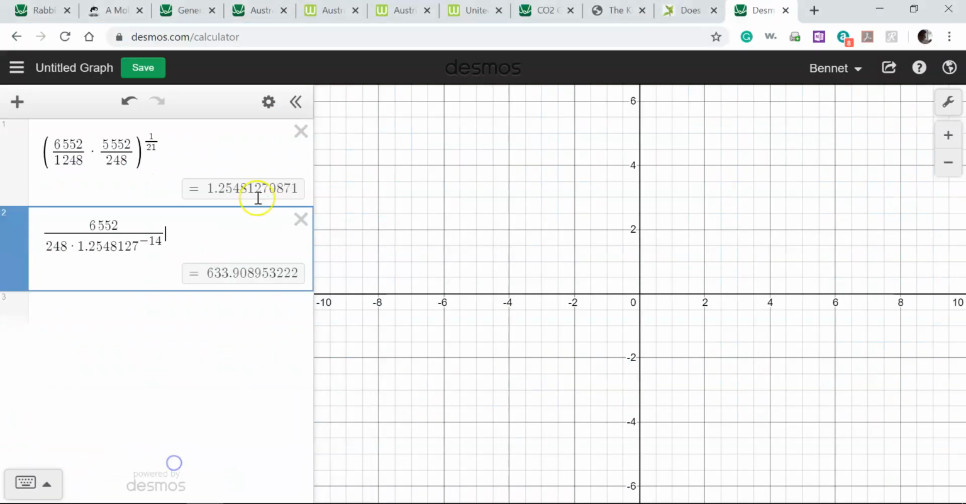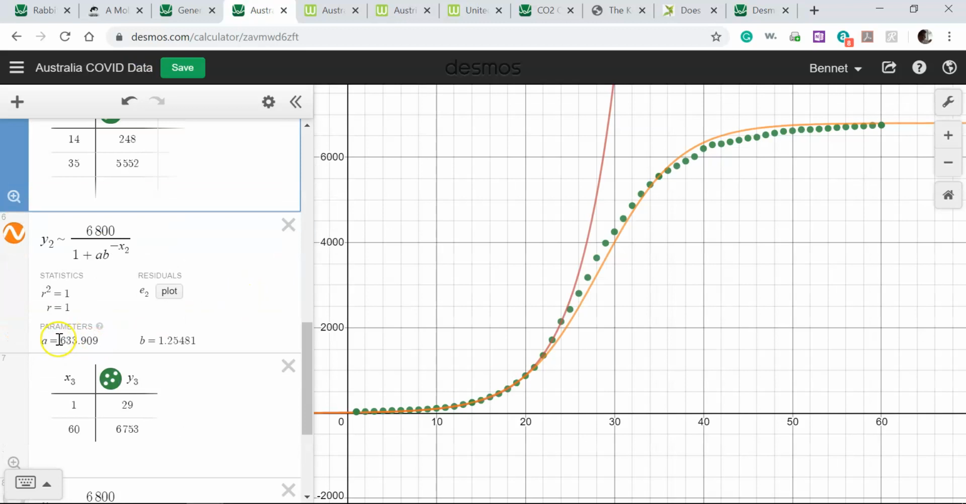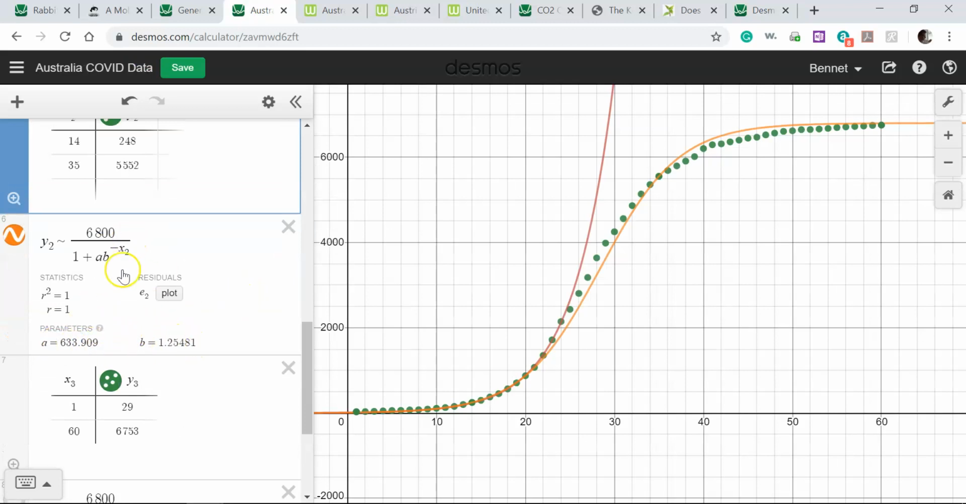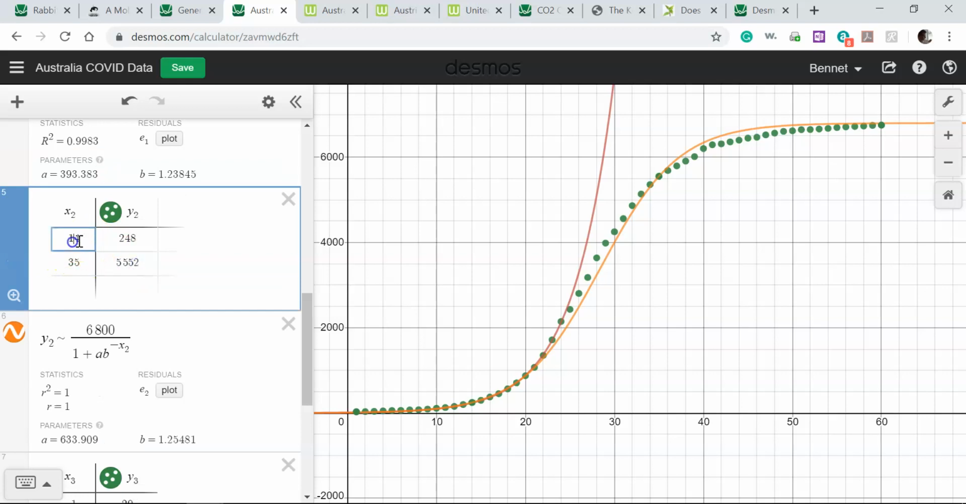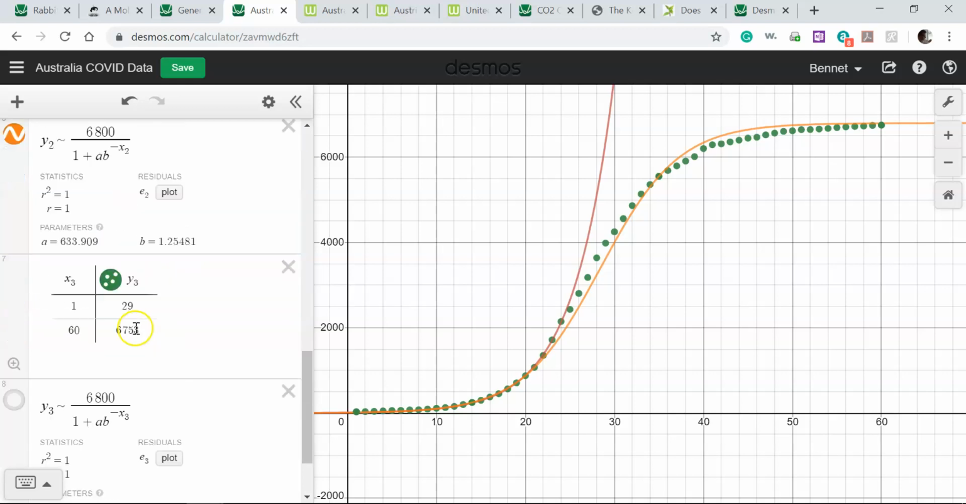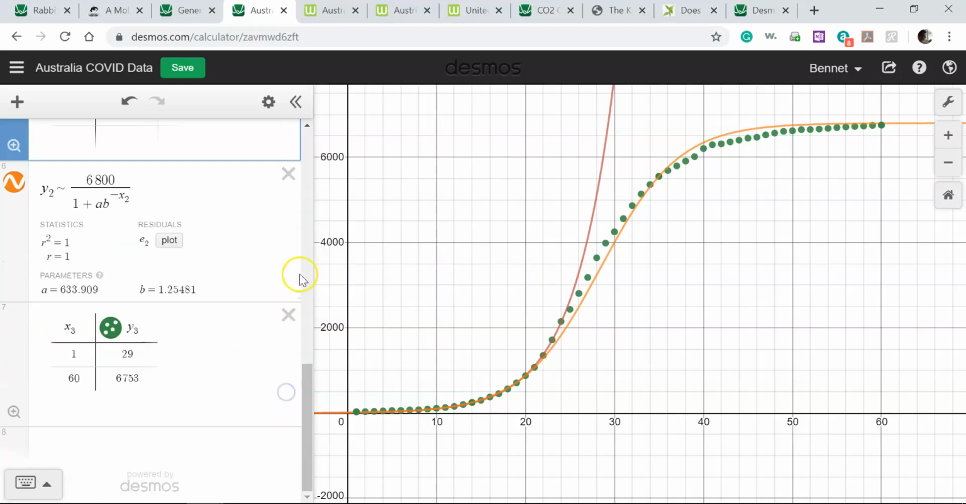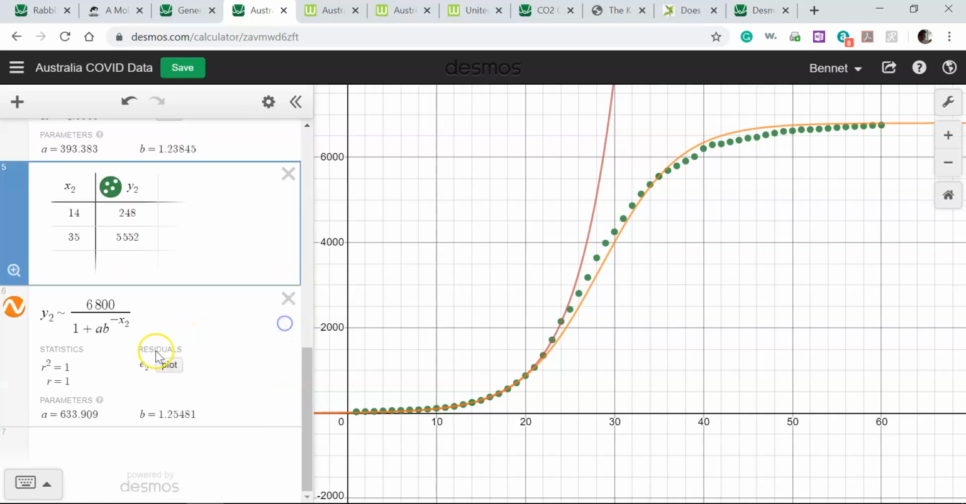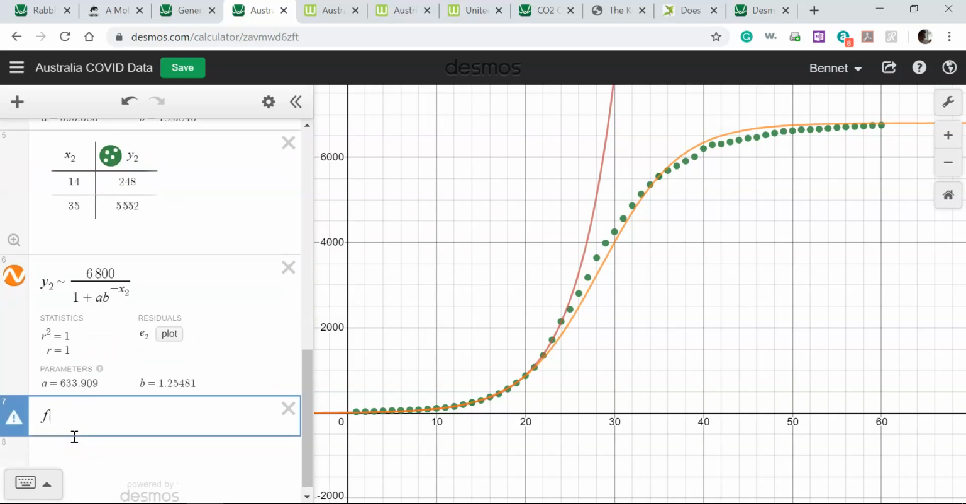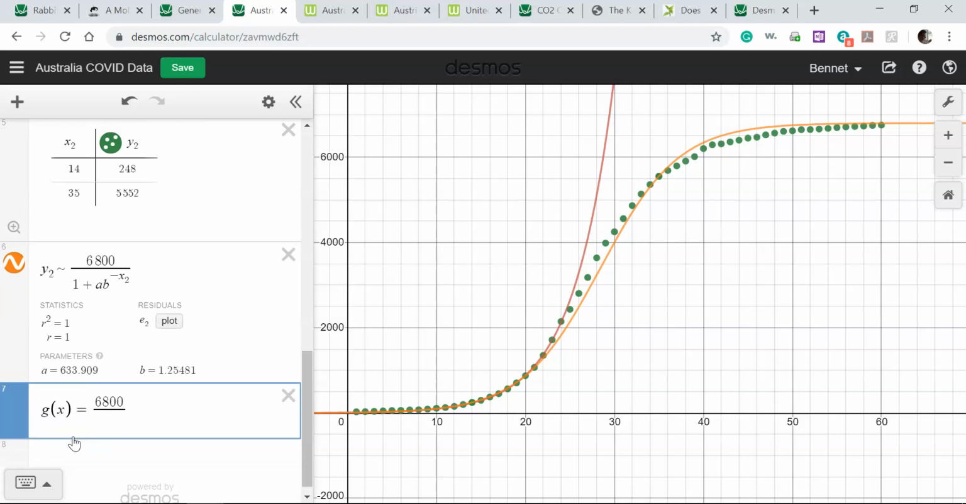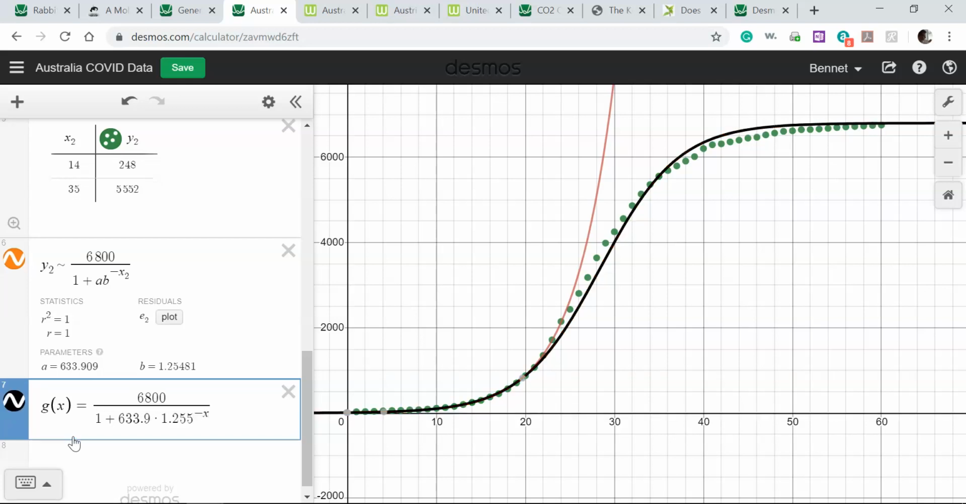If I go back to my original, those are the same A and B values. When I just picked these 2 points to go through, the 14, 248, 35, 5552, I was just making it go through only those points. It gave me that exact thing. So again, first and last didn't work super well, but this worked pretty well. So if I have, let's do g of x in this case, because f is my original, divided by 1 plus 0.9 times 1.255 to the negative x gives me that exact piece there.